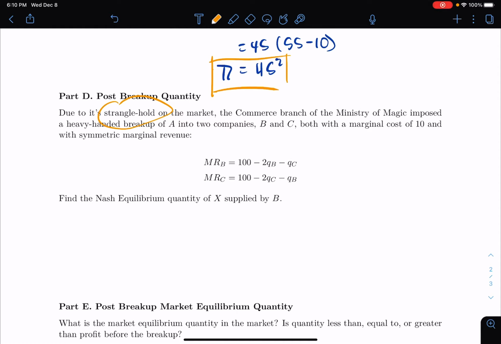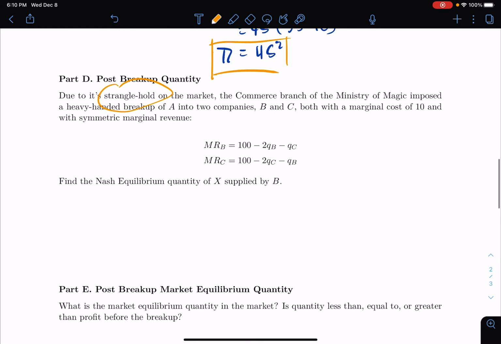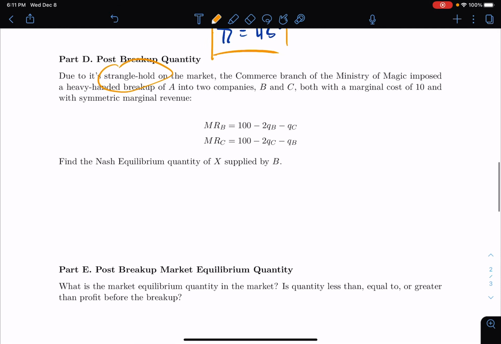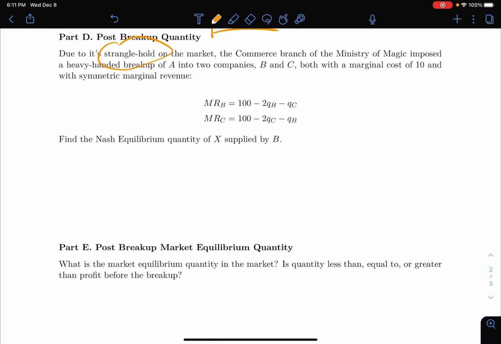And what we're asked to do in this question is sort of discuss what happens in this market. So we're going to look at profits and quantities after a breakup. Just sort of observe what happens in response to this type of policy. It's a type of policy that we haven't modeled explicitly, but one that we have the tools for. So we're going to do it here. And all the tools we need are tools we've already developed.